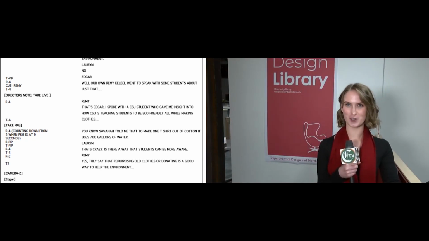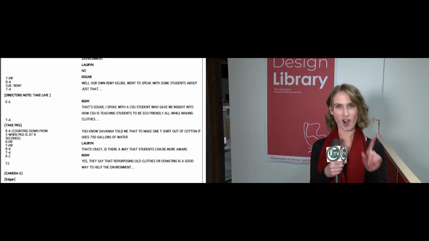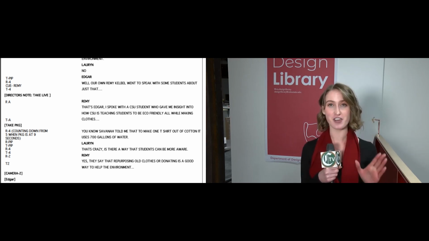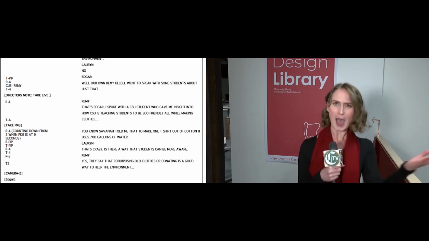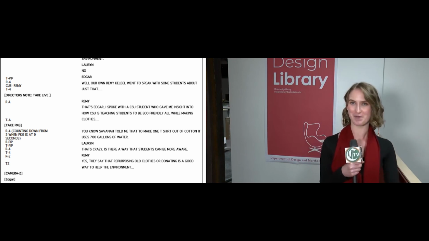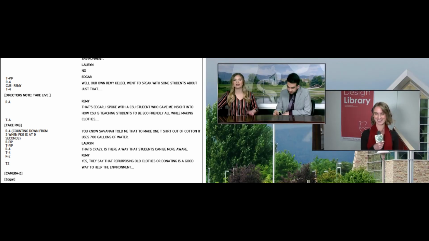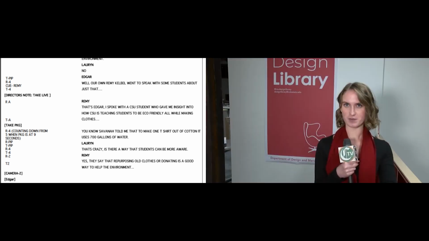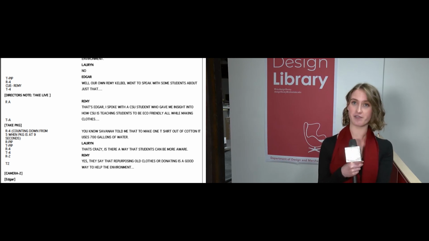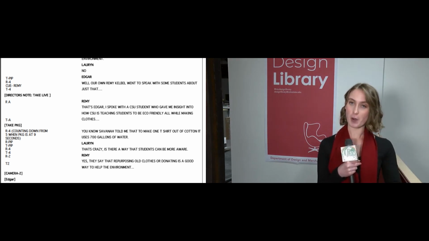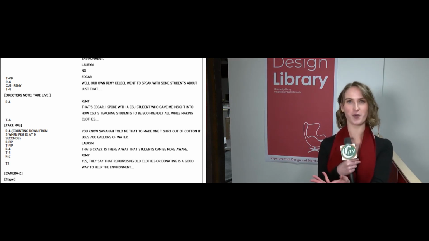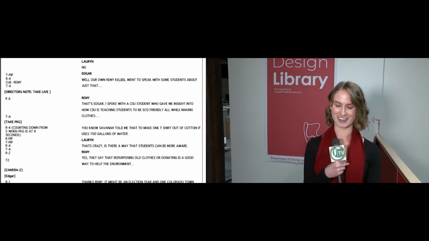You know, Savannah Clark told me that to produce one cotton shirt, it takes 700 gallons of water. I mean, I just think that's insane. What about you, Lauren? I completely agree, Remy. Now, is there a way that students can be more aware? You know, students can actually help the environment by repurposing their old clothing and donating them, which is a lot better.